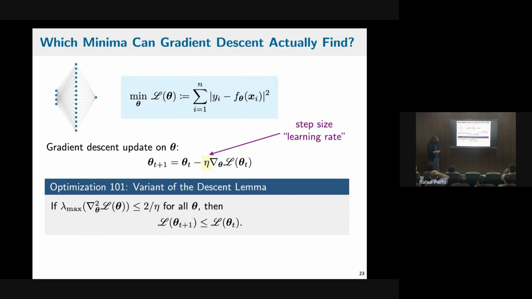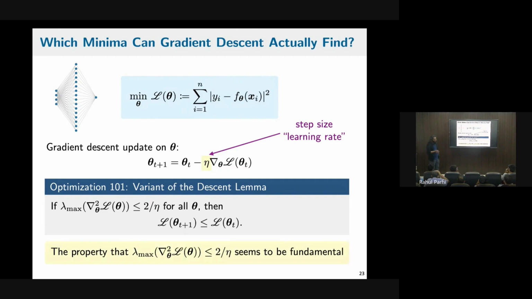And this is a reformulation of it that says that if the maximum eigenvalue of the Hessian of the thing I'm optimizing is upper bounded by 2 by eta, say, just for example, at all points theta, then you actually always have descent, in the sense that the loss of my next iterate is less than the loss of my current. Okay, so this is interesting, and maybe it says that this inequality, that the maximum eigenvalue of the Hessian is upper bounded by 2 by eta, is fundamental in some sense.